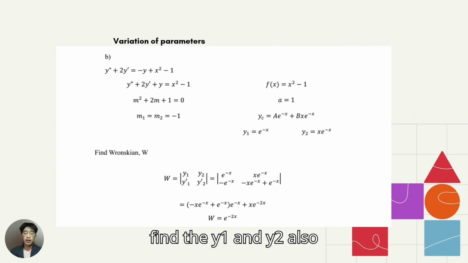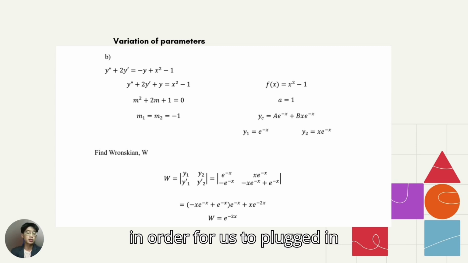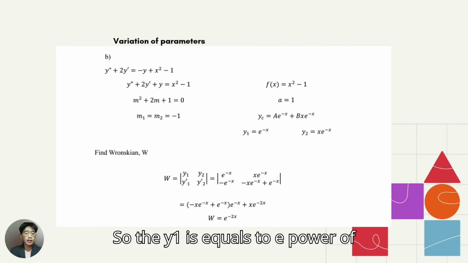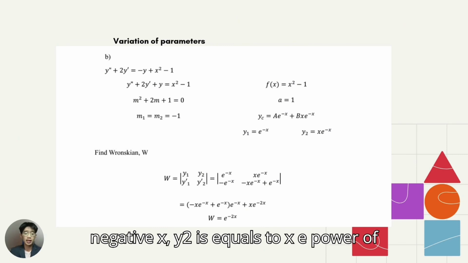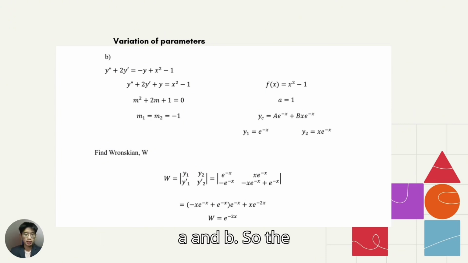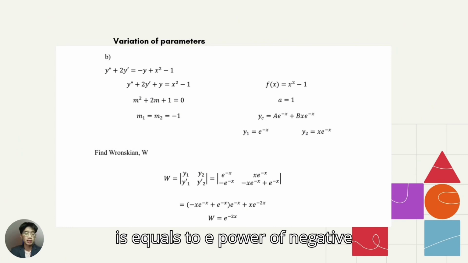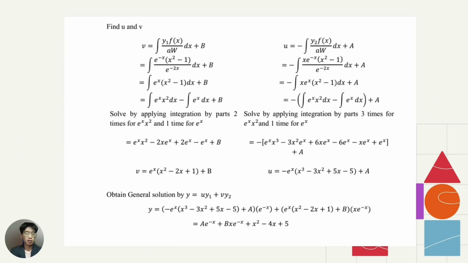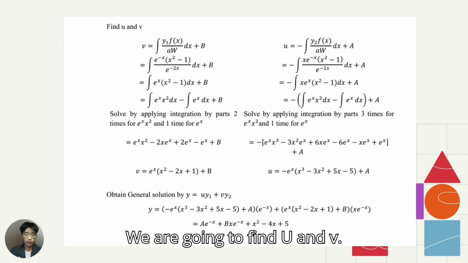We're going to find the y1 and y2 also in order for us to plug into the matrix form of the Wronskian. So y1 is equal to e power of negative x, y2 is equal to x e power of negative x. We just ignore the constants A and B. Okay, so the value of the Wronskian is equal to e power of negative 2x. Next, we are going to find the u and v.